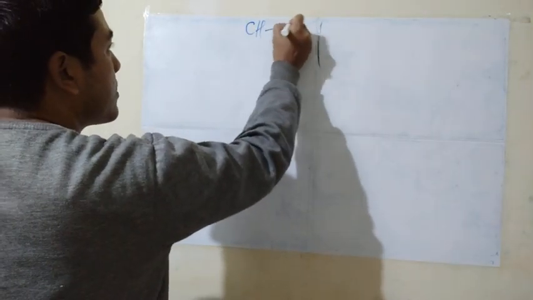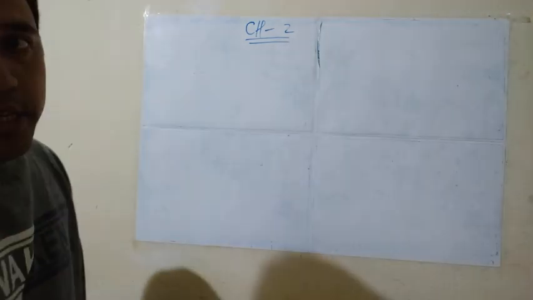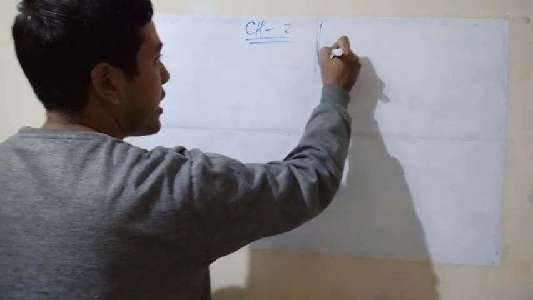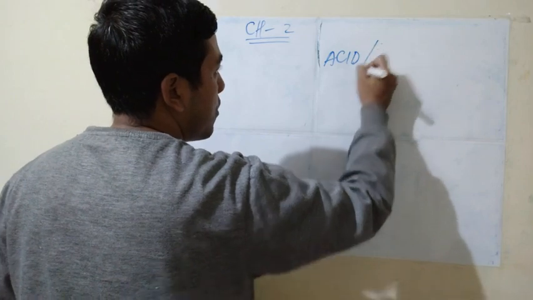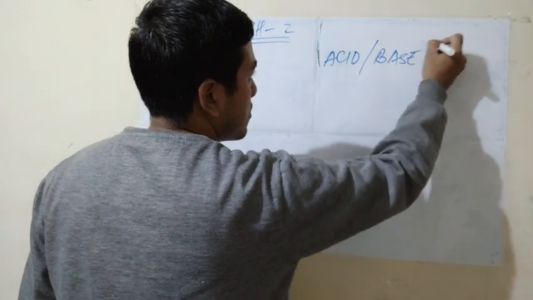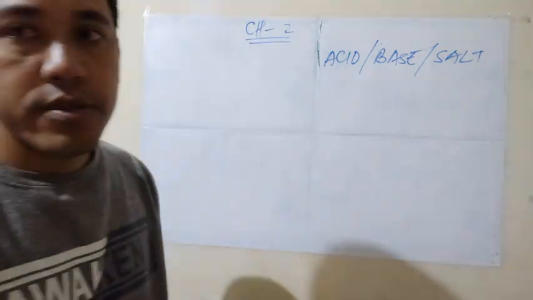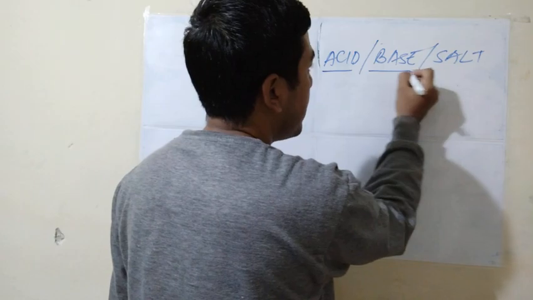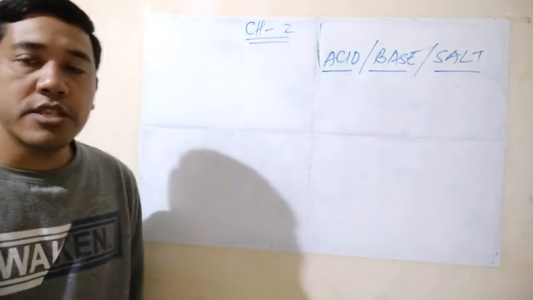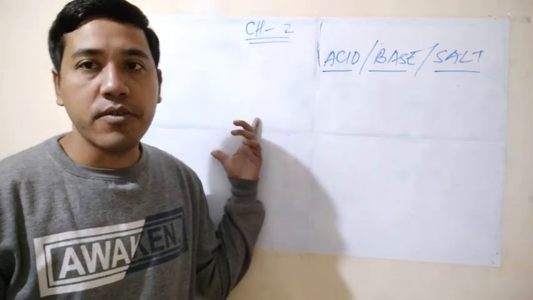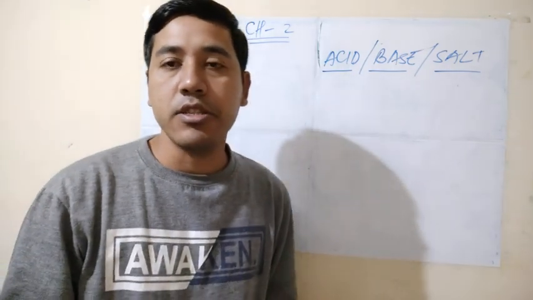Now look here on the board. Today's topic is acid, base and salt. The first most important part of this chapter is for testing acid or base or salt, one substance is required, right? For testing this acid, this base and this salt, one substance is required. Okay, we will study that substance first. The substance is known as the indicator.